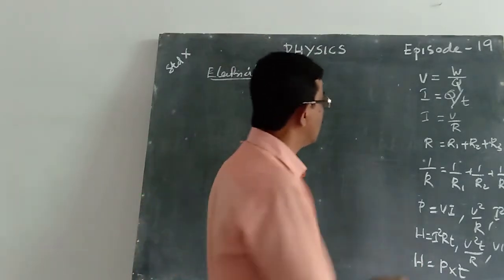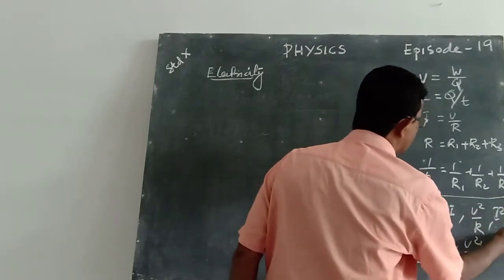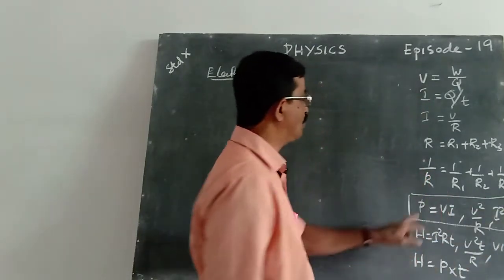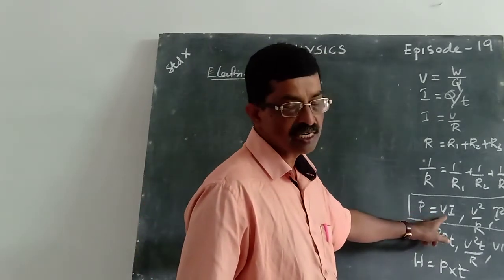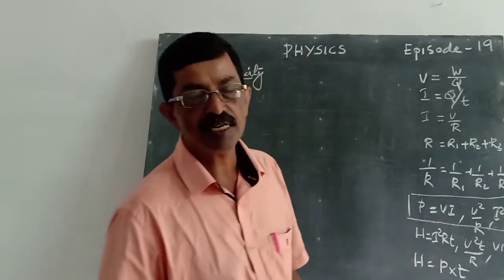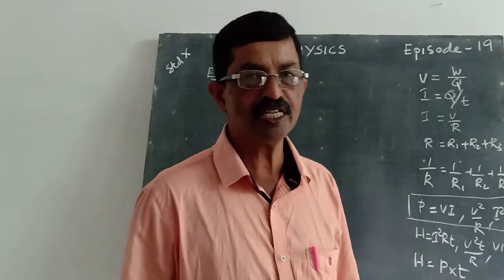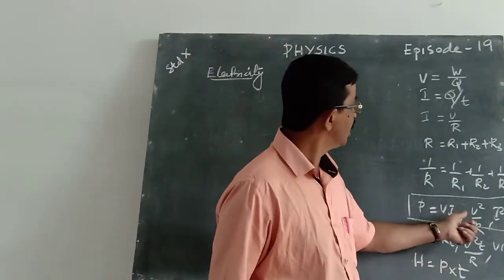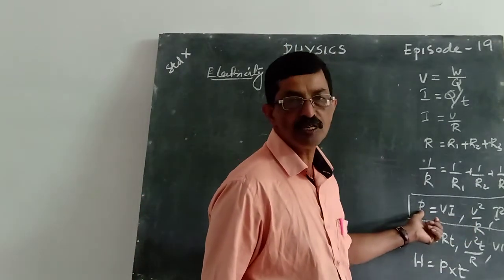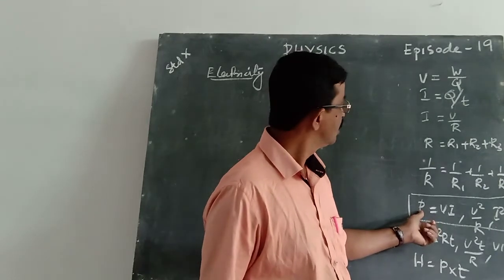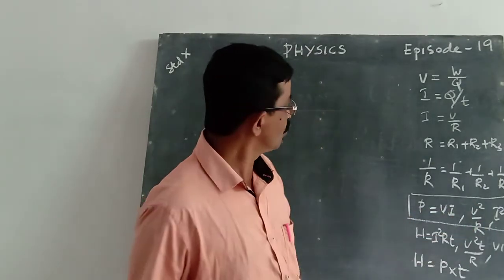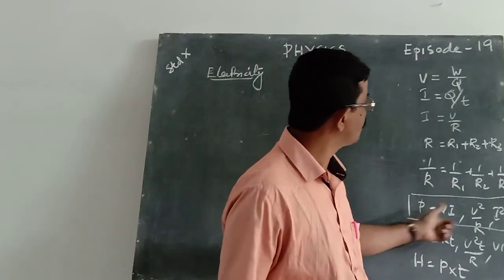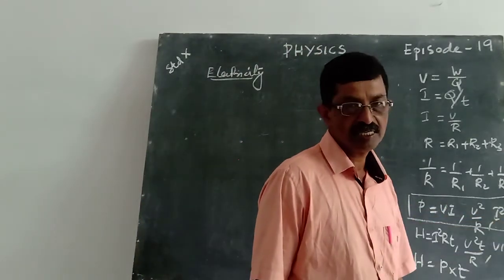Then one more relation that is related to power. P = VI. That means power is the work done in unit time. And another relation we can use to find power is P = V²/R. One more relation there is to calculate power: P = I²R.